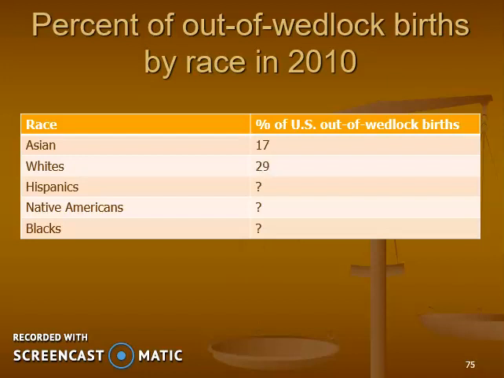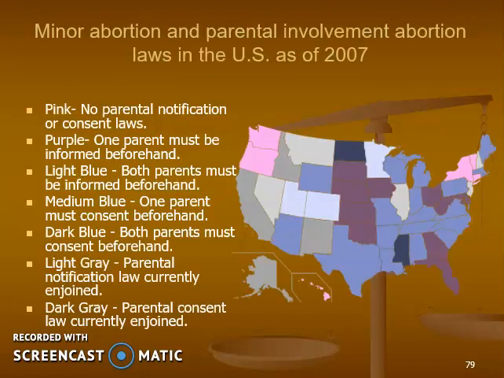Whites, 29. Hispanic, 53. Native American, 66, and black, 72%. So when you have these kind of figures out of wedlock births, it is really hurting the race. It is hurting the culture. It is hurting the country. And all this because some judges decided to use their own wisdom, what they thought was wise and just, what was necessary versus unnecessary.